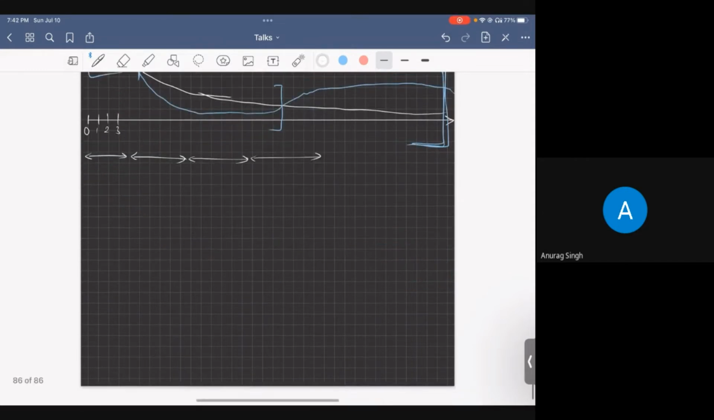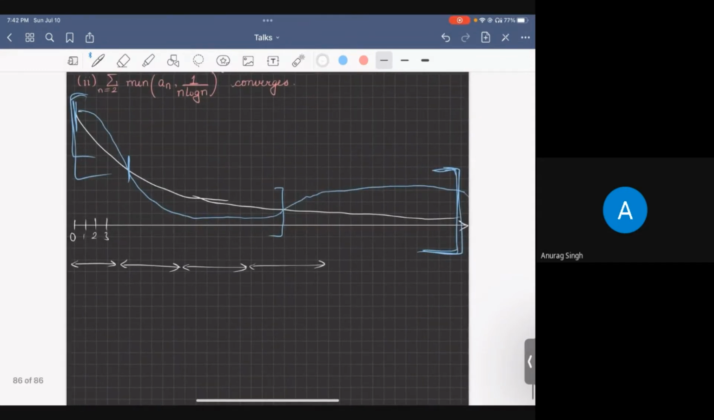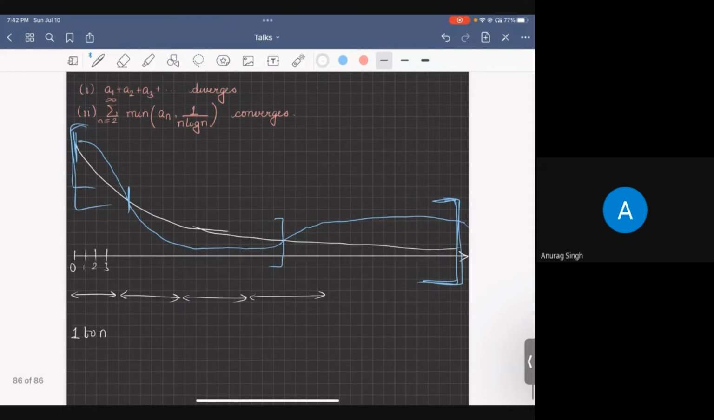So what I meant by density is this: between 1 to n, look at the fraction of times an is the min. Let's call that f of n. Now note that this limit of f of n may not exist. That's the point.